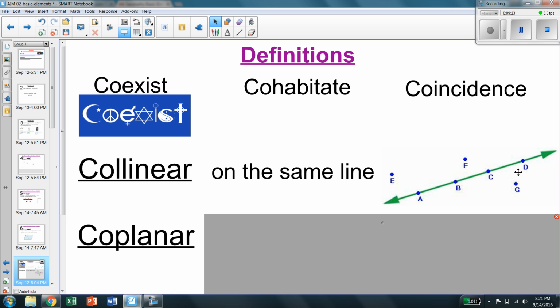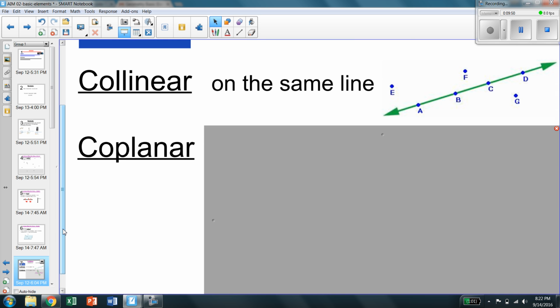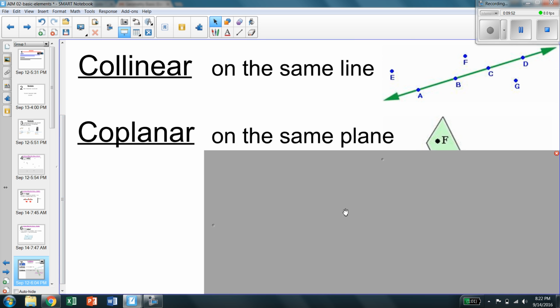So if I look at all these points, which ones are on the same line? Think right now to yourself. Pick out 2 points. Which ones are on the same line? I don't know. I'm just going to guess. Maybe you said A and B are on the same line. All right, yeah, those 2 points are collinear. Maybe you said D and B are on the same line. So the statement we could say is D and B are collinear. Cool. Coplanar. I'm sure you're starting to put the pieces together.